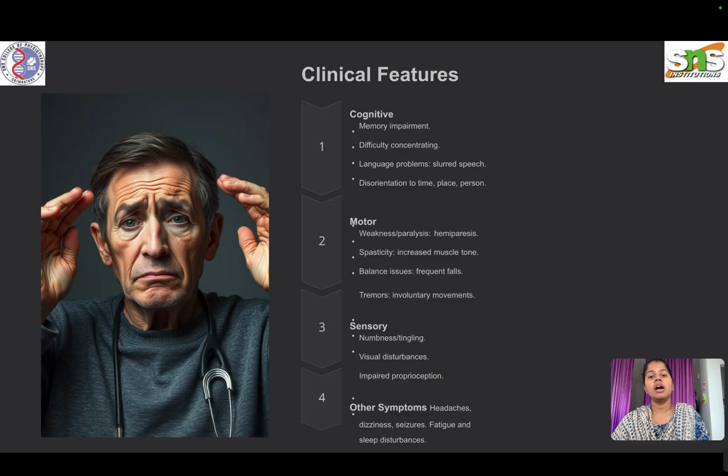Coming to the clinical features, some of the common symptoms include, first, cognitive: patients will exhibit memory impairment, difficulty in concentrating, disorientation, or language problems like slurred speech. Coming to the motor aspect, weakness, hemiparesis, spasticity, tremors, and balance issues might be present. Coming to sensation, numbness, tingling, visual disturbances, and impaired proprioception might also be present. Other features may include headaches, dizziness, seizures, fatigue, and sleep problems.